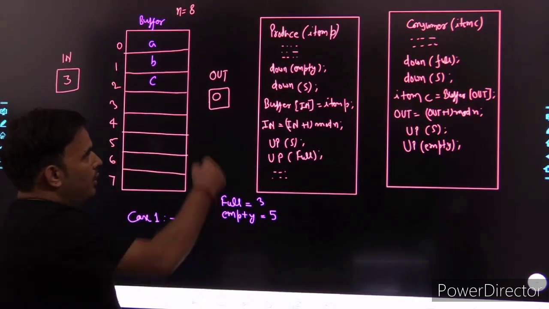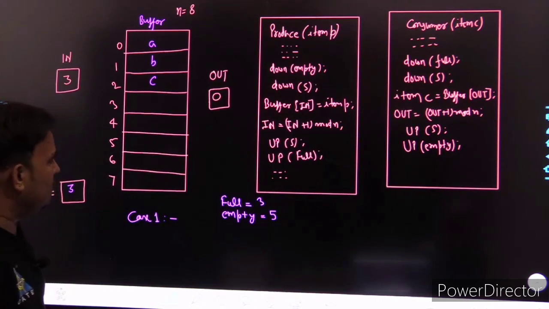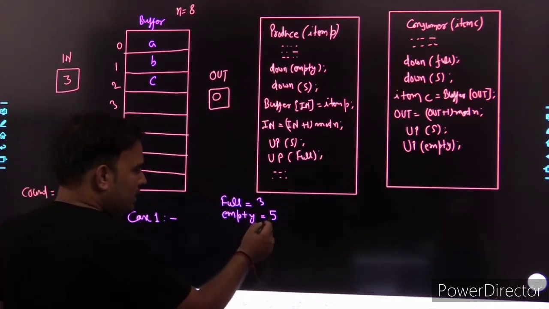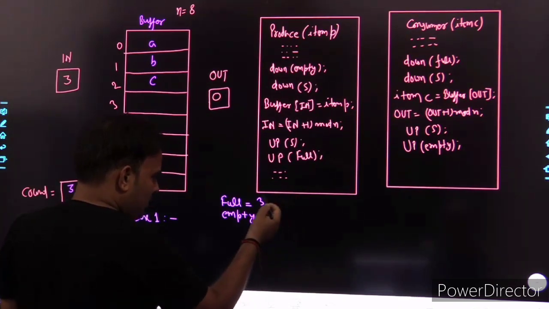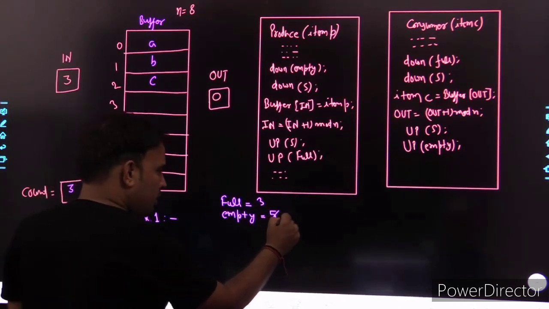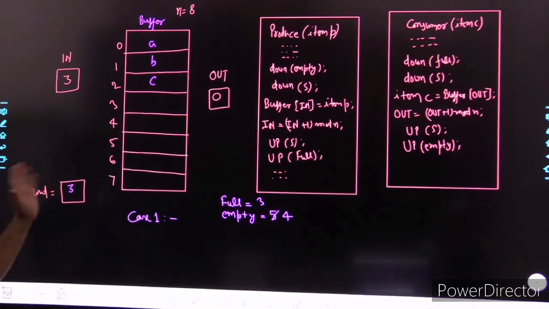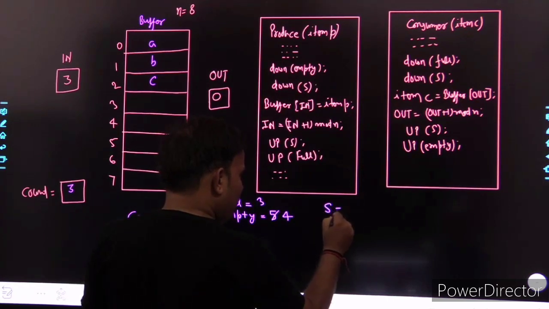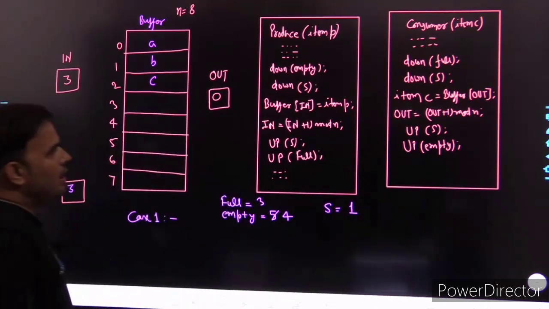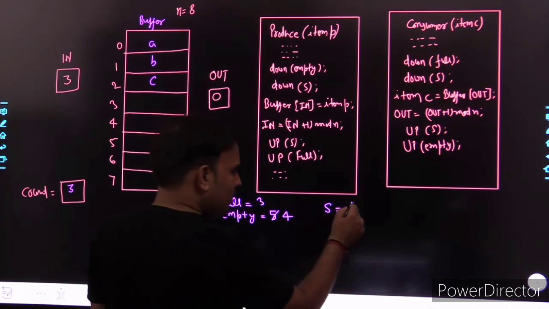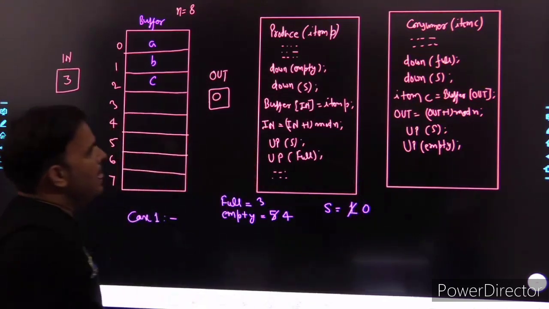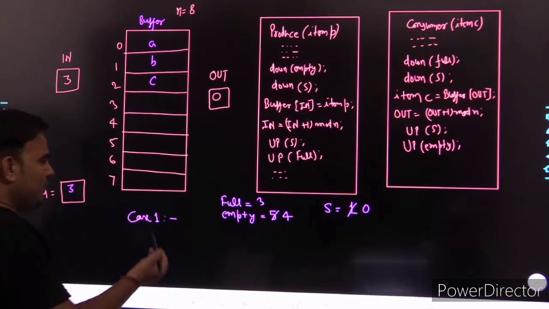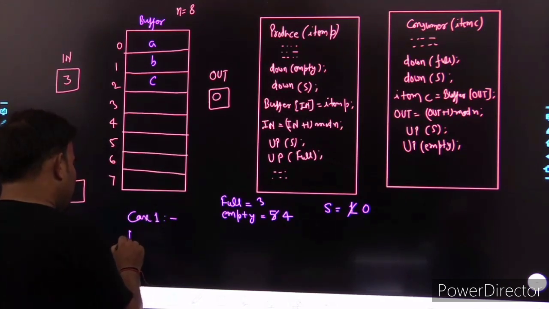So when the producer produces an item, it will execute this code. Down empty. We need to down this empty. In empty we have 5, so it will become 4. Down S. Here I am taking S as a binary semaphore, which is 1, so we down it to 0. Then buffer in equal to item P. Suppose the producer wants to produce item D.